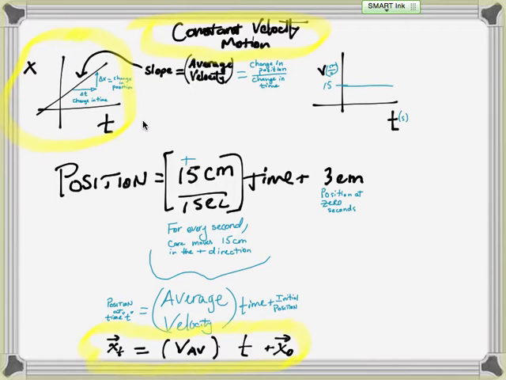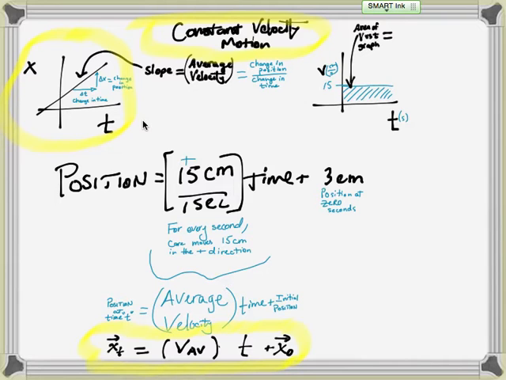And I asked you today to come up with an idea of what this area represents, because this ends up being very useful for us in physics. And so the area of our velocity versus time graph is going to be measured in centimeters. You can see that because you're multiplying centimeters per second times seconds, right? It's measured in centimeters.